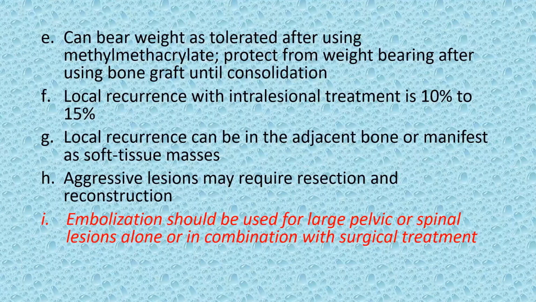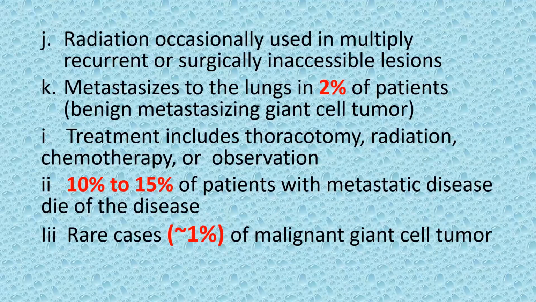Radiation occasionally is used in multiply recurrent or surgically inaccessible lesions. Metastasis to the lungs occurs in 2% of the patients. Benign metastasizing giant cell tumors. Treatment includes thoracotomy, radiation, chemotherapy, or observation. 10% to 15% of patients with metastatic disease die of the disease. Rare cases, approximately 1% of malignant giant cell tumor.